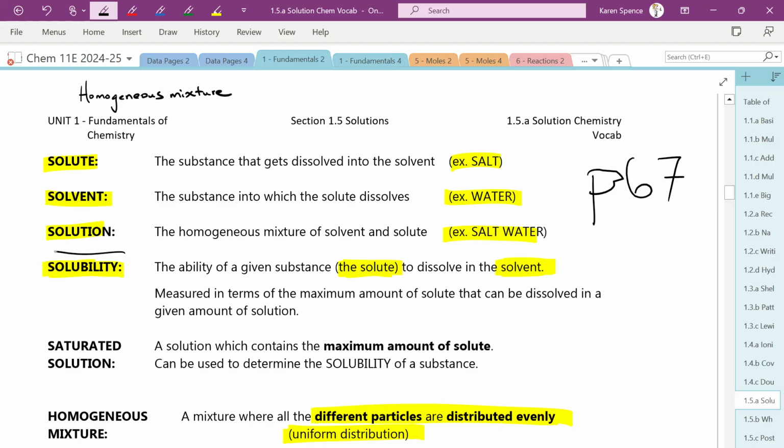So tell your partner what you remember about the word solubility. What is solubility?